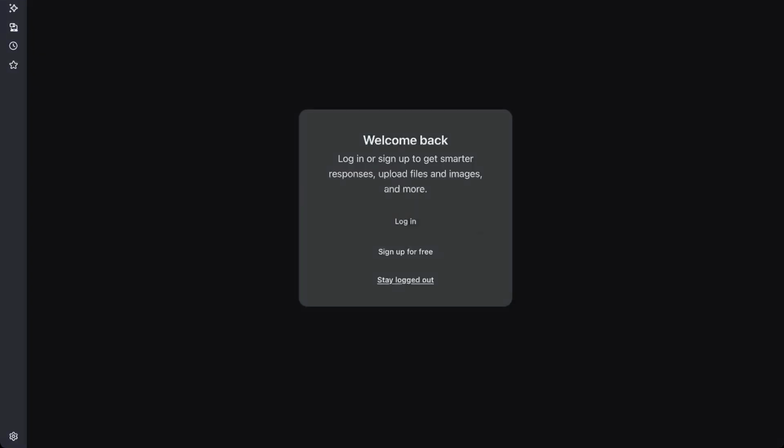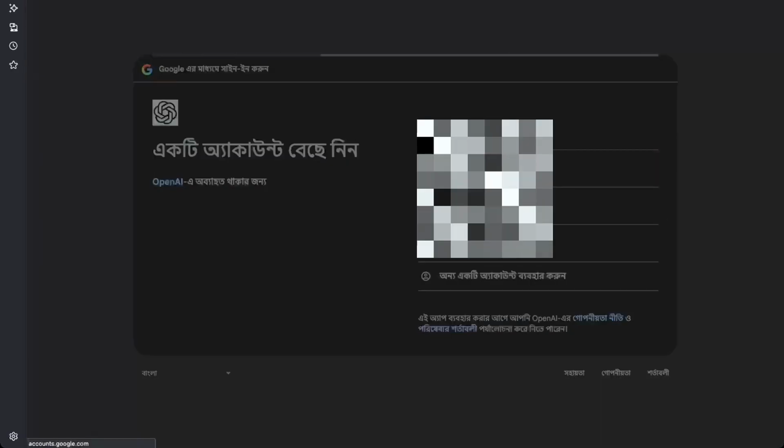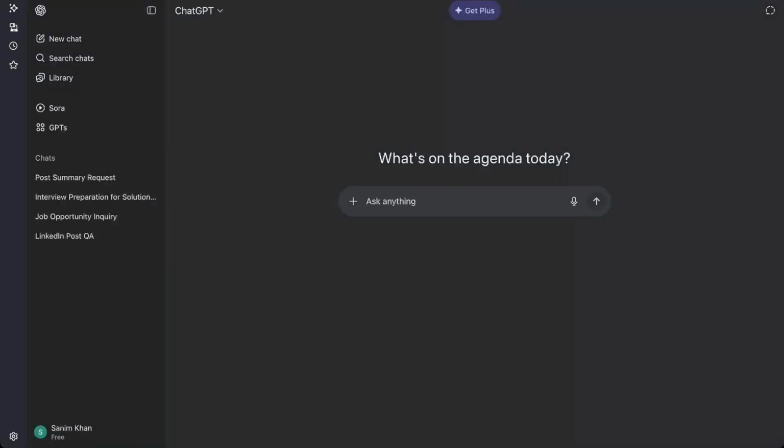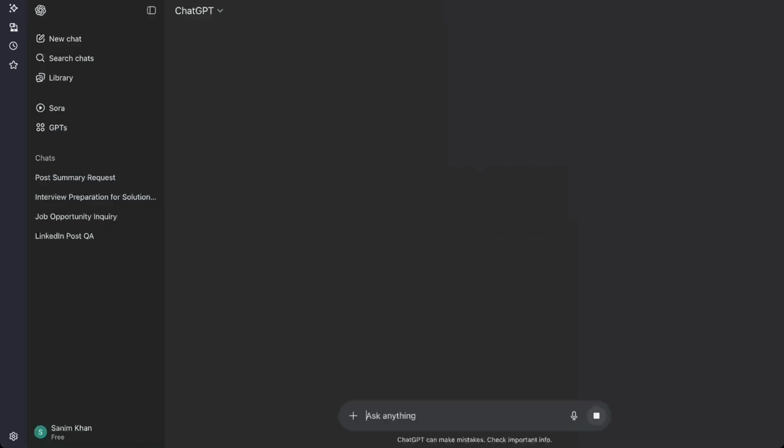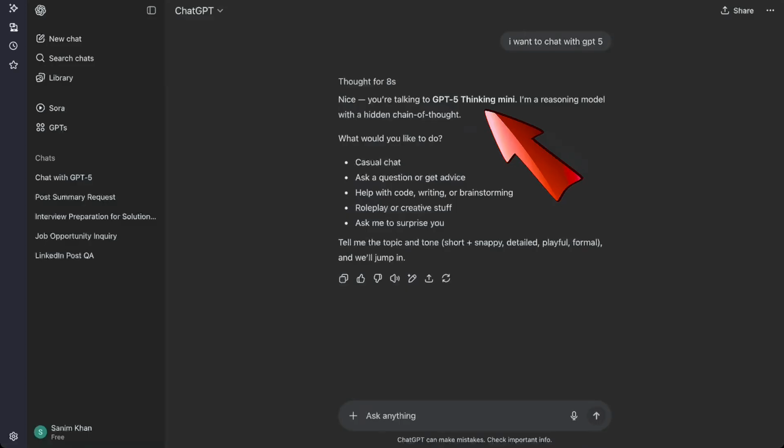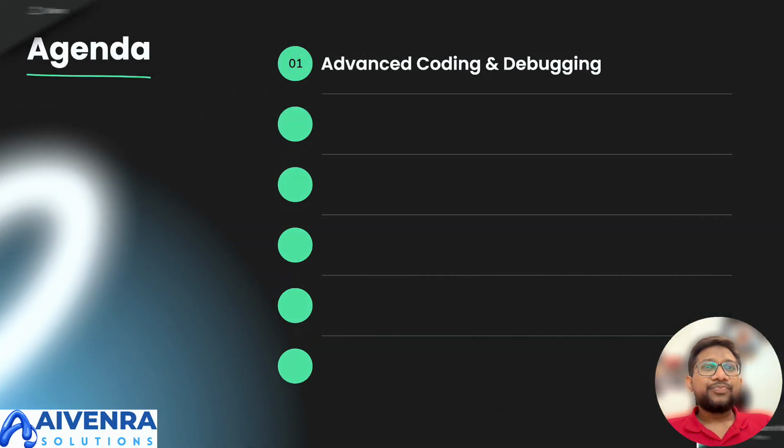I will try to browse or log into ChatGPT panel, and from there GPT-5 will be the default one. I am asking ChatGPT what is the model, and the answer is it's GPT-5. So by default we got GPT-5 for free. Alright, let's jump right into the first test.